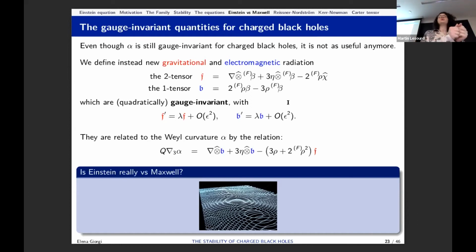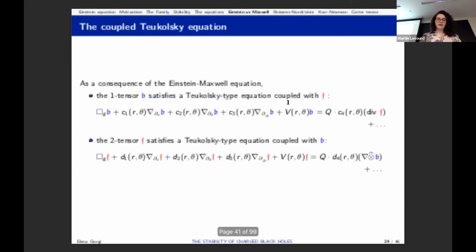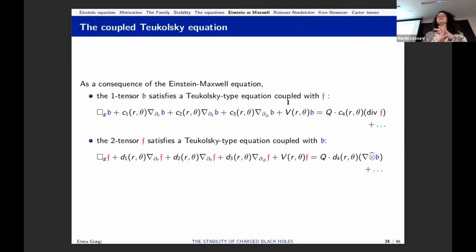But if you want, you can consider the 2 tensor to be the gravitational, just because we know that the gravitational field is a spin 2 field, and the 1 tensor to be the electromagnetic radiation. But the moment you're considering them together, they're all coupled together all the time. So really, this is halfway, having the right definitions of quantities that are gauge invariant, because the moment you have that, you can see pretty easily, as a consequence of the Einstein-Maxwell equation, that they satisfy Teukolsky type equations, which are coupled between them. So exactly the structure I said I would expect: the Teukolsky equation for B sourced by F, and the Teukolsky equation for F sourced by B.